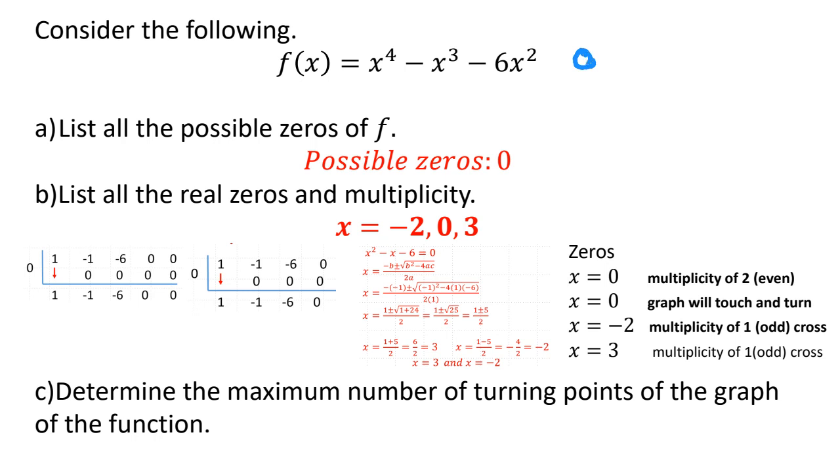You could have just set this equal to 0 and factored out, oops. I don't know why this is doing that. Okay, x cubed and -6x squared. I'm using a new computer or a different computer, so I'm still learning how to use this one.